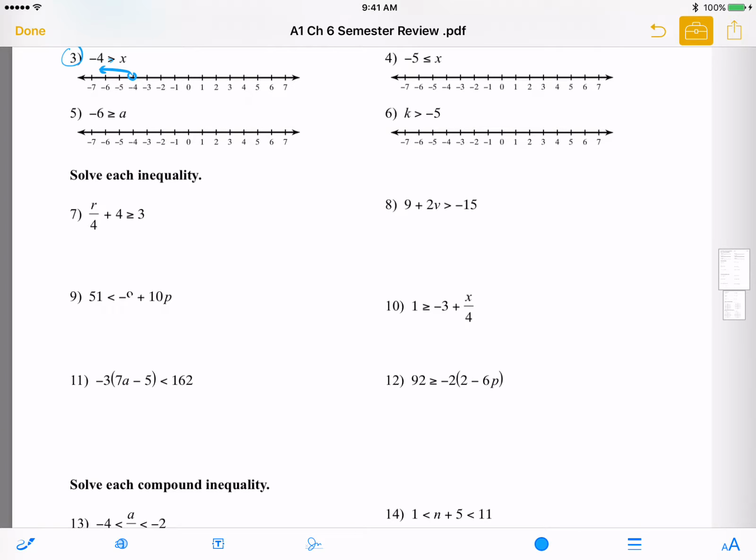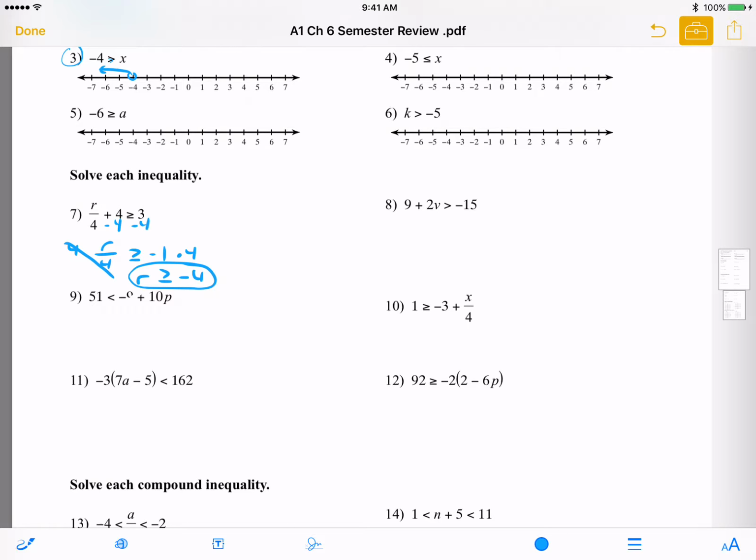All right, looking at number 7 here, to solve this inequality, I got to subtract 4 first. I get r over 4 is greater than or equal to -1. Okay, now to get r by itself, I can multiply by 4 here and multiply by 4 over here. So I get r, these guys cancel each other out, I get r is greater than or equal to -4. And that's just my final answer there. That's all you got to do.